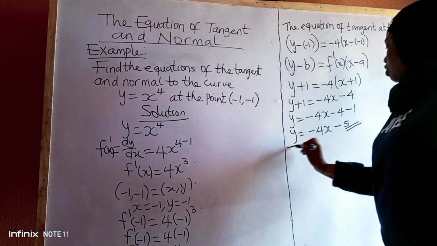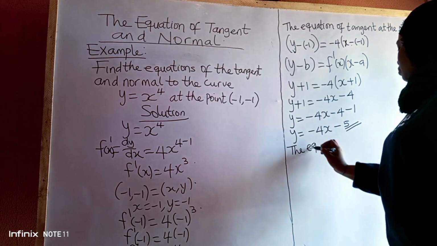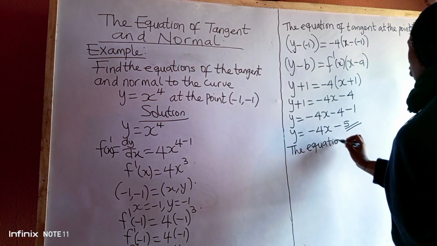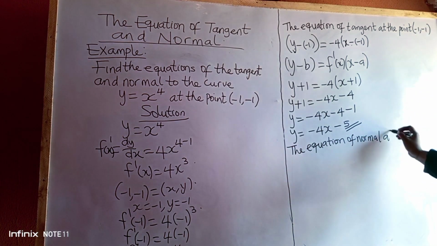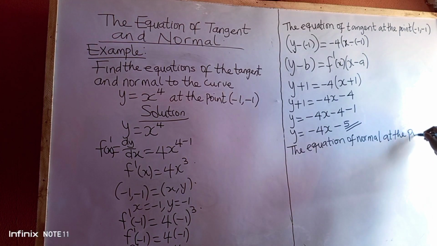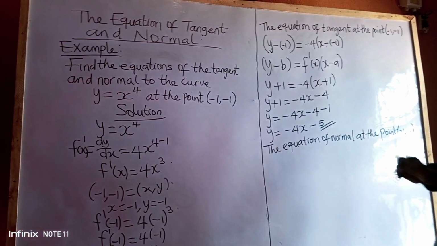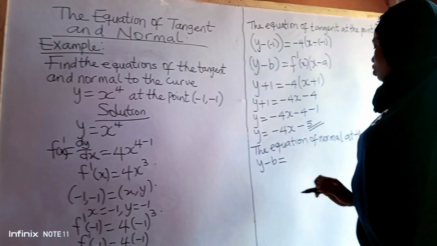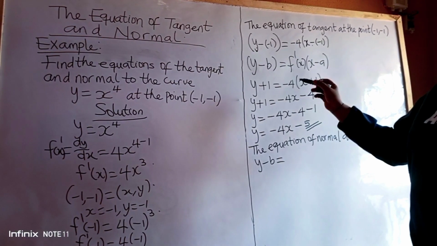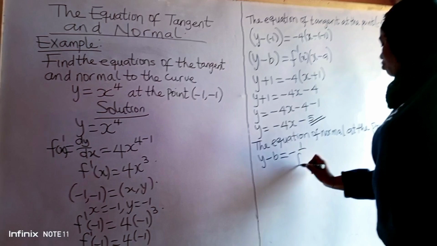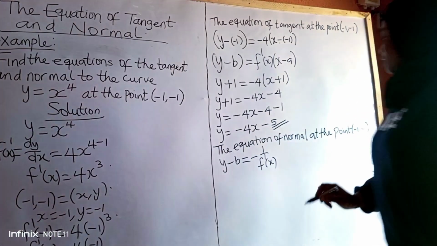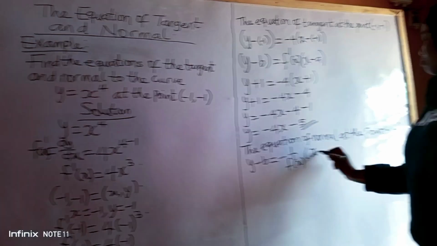So the equation of normal at the point minus 1, minus 1. So the equation of normal is y minus b is equal to the negative inverse of the gradient. So I have minus 1 over f prime of x, so multiply by x minus a.